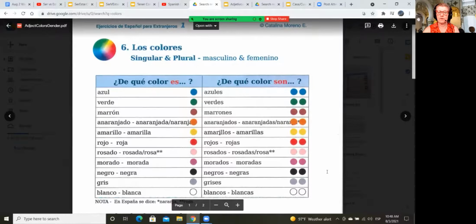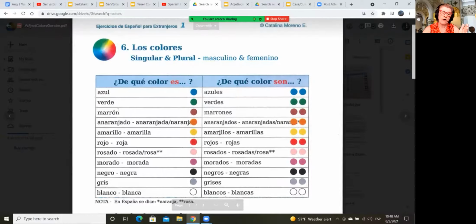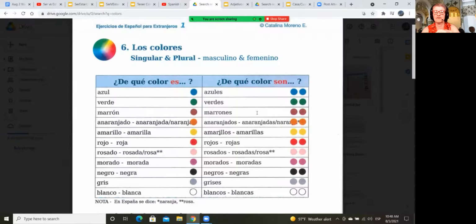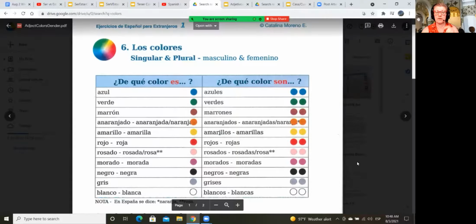So I will send you this form. This gives you the same thing, and you see azul, azules, verde, verdes, marrón, marrones. The last letter is not an O. So they're the same for masculine, feminine. I only have to worry about making them plural. Add an S or add an ES, and I will send you a file that tells you how to do that. So you don't need to write these down.